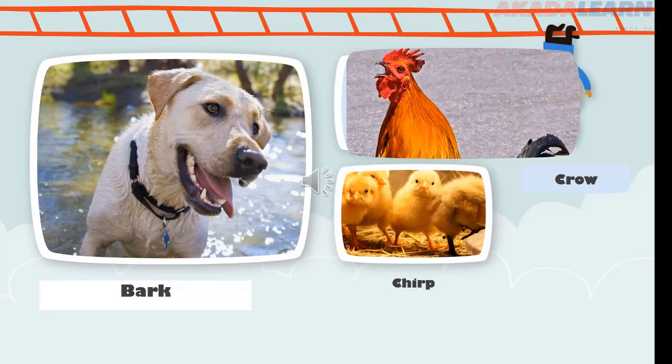So the sound you're about to hear is the sound of a baby chicken, also known as a chick, scratching around and chirping or making chirp chirp sounds. Now remember, dogs bark, a cockerel or rooster crows, and the chick chirps.